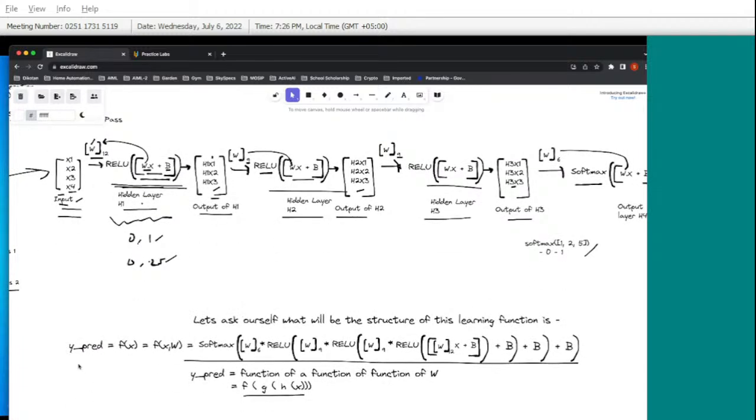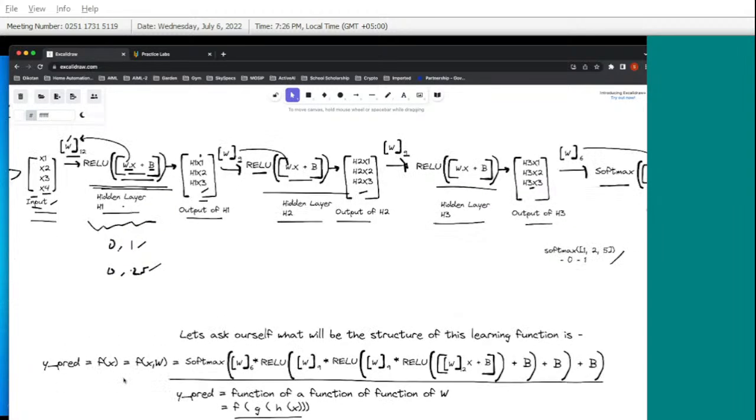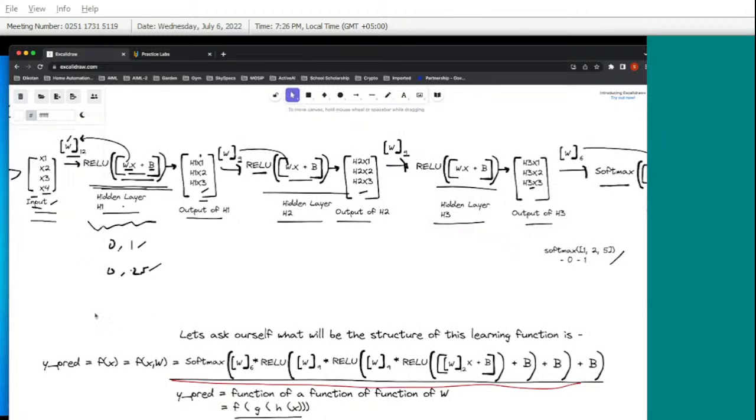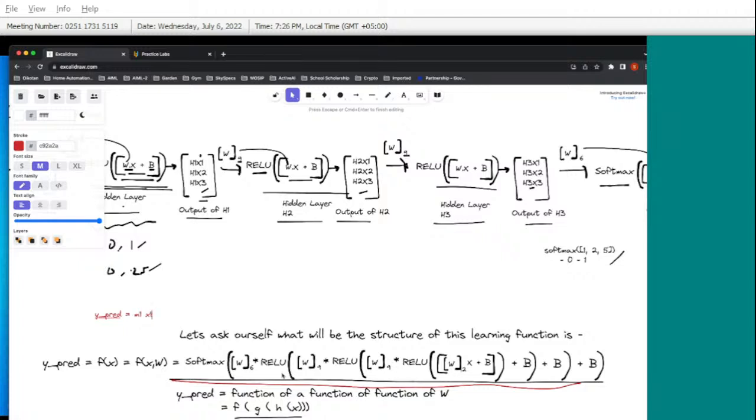So now let's ask ourselves, what is the structure of this learning function? We've talked so much about parametric and non-parametric and so on. Can I say that my learning function actually is this equation? This is almost the same as if you had y_pred equals m1 x1 plus m2 x2 plus m3 x3 plus m4 x4 plus c, right?